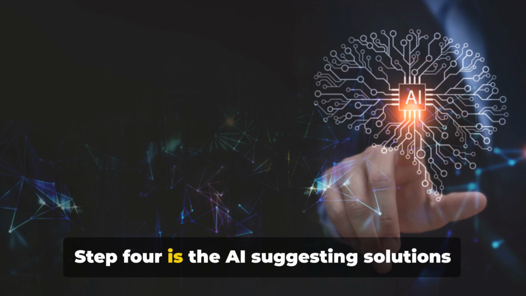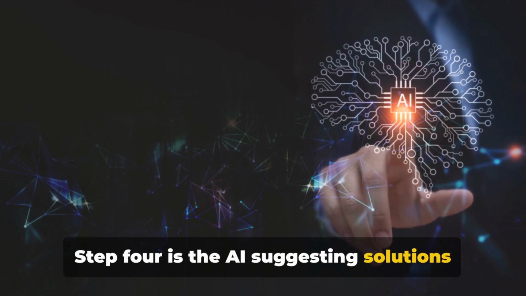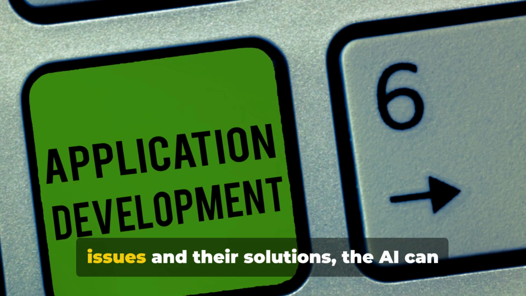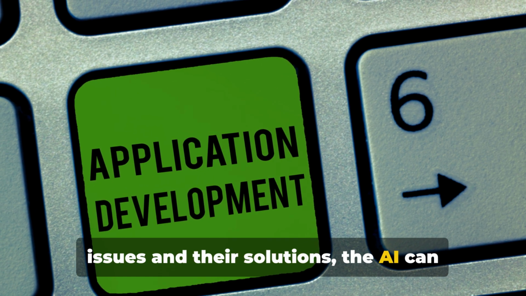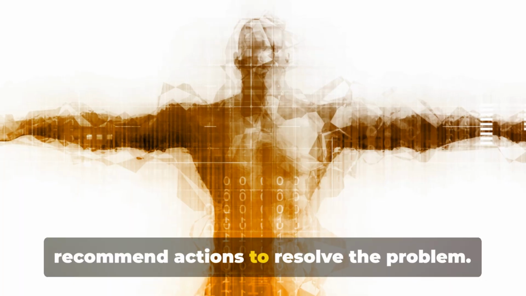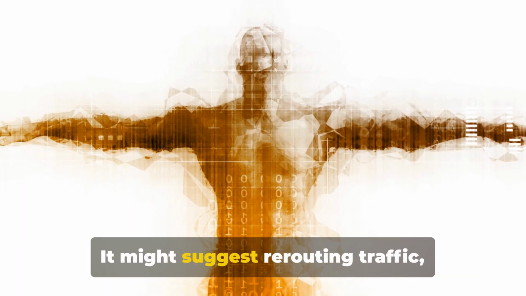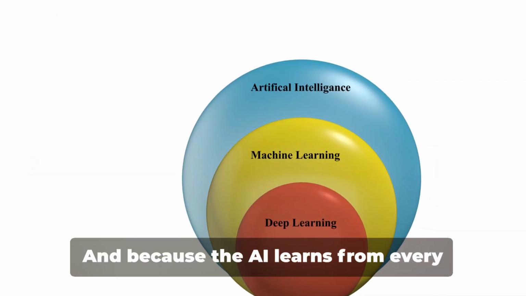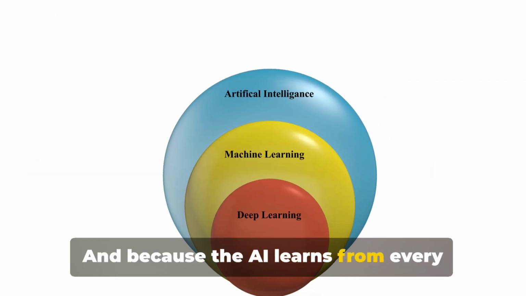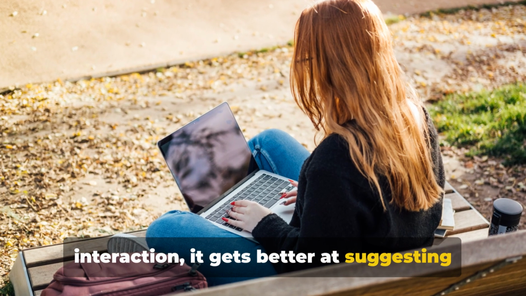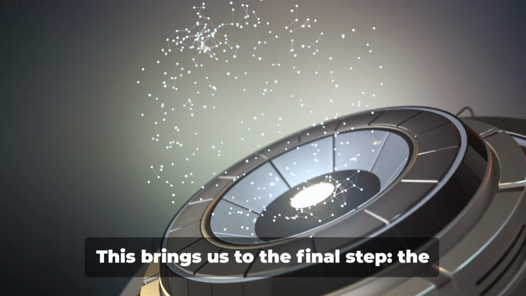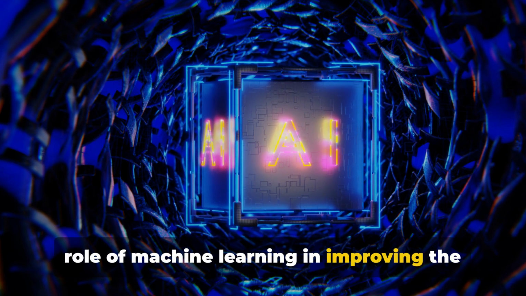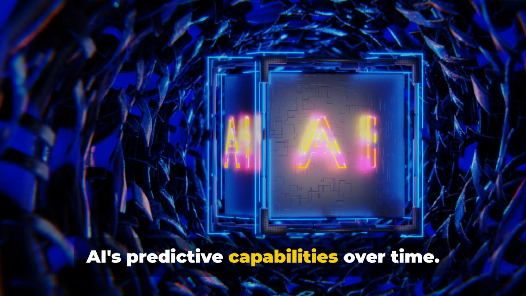Step 4 is the AI suggesting solutions to the identified issues. By drawing on a vast database of known issues and their solutions, the AI can recommend actions to resolve the problem. It might suggest rerouting traffic, adjusting server settings, or even replacing hardware. And because the AI learns from every interaction, it gets better at suggesting solutions over time. This brings us to the final step, the role of machine learning in improving the AI's predictive capabilities over time.